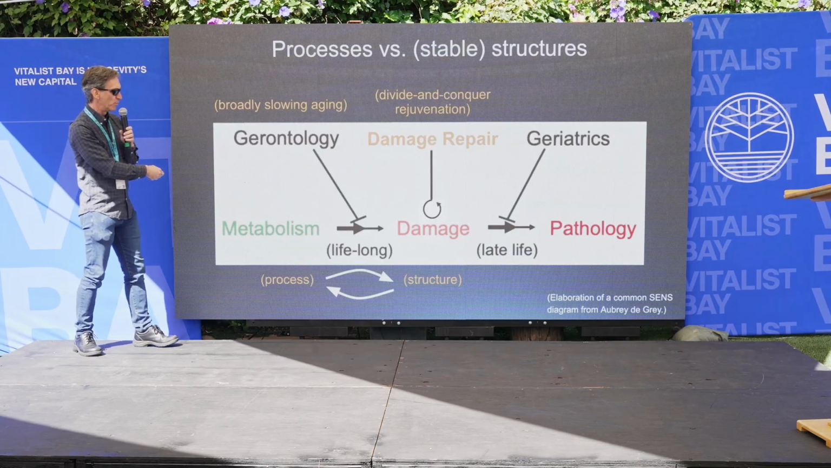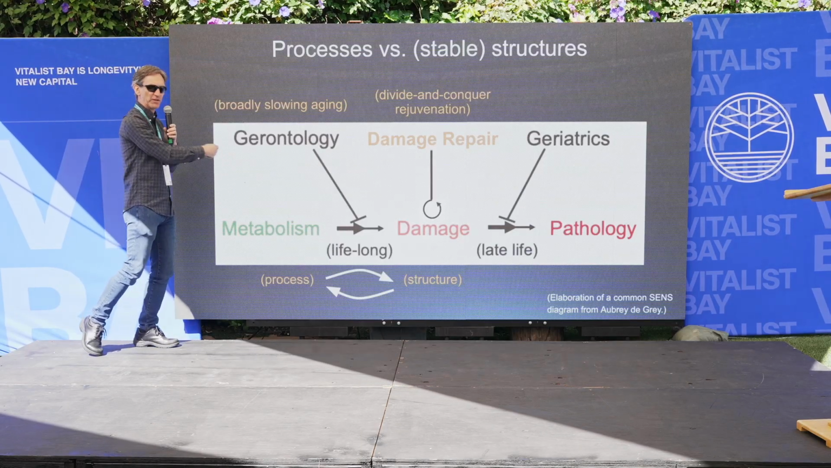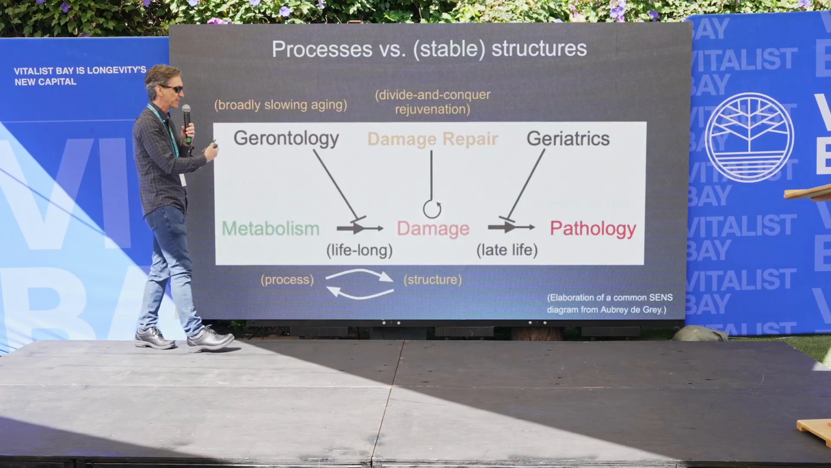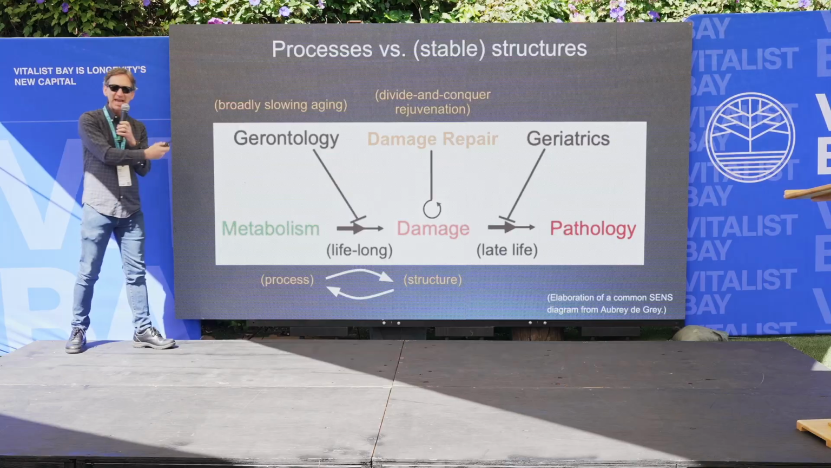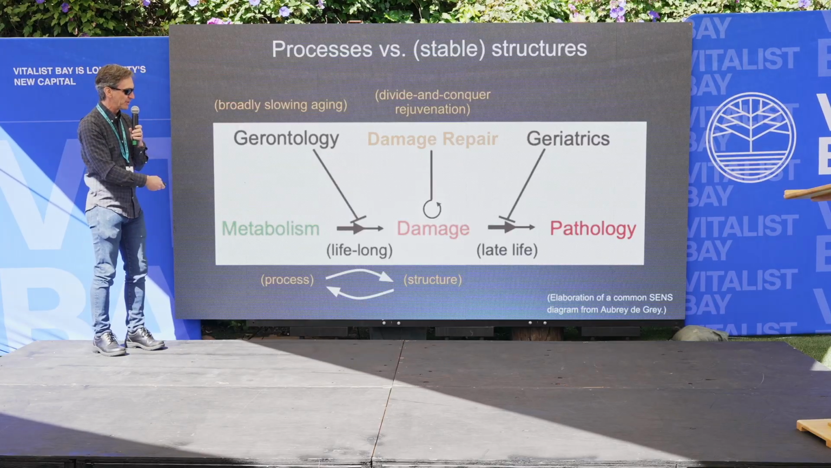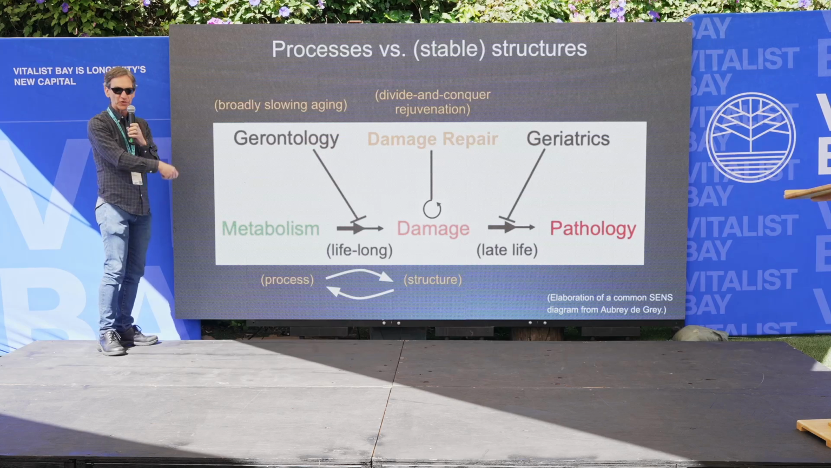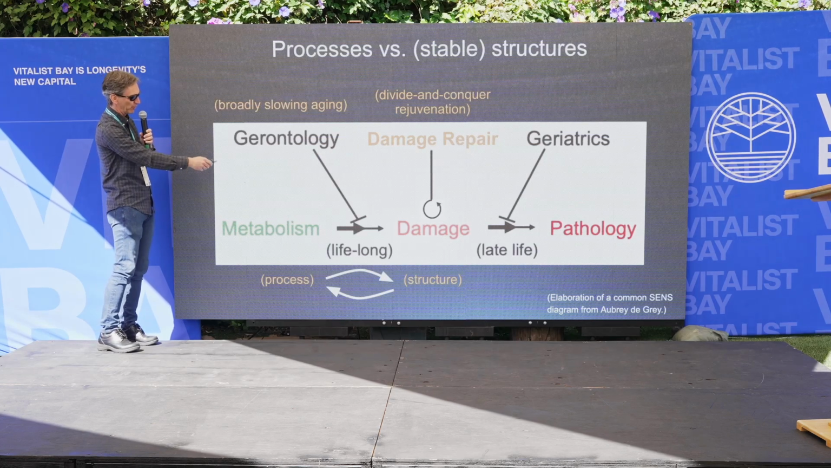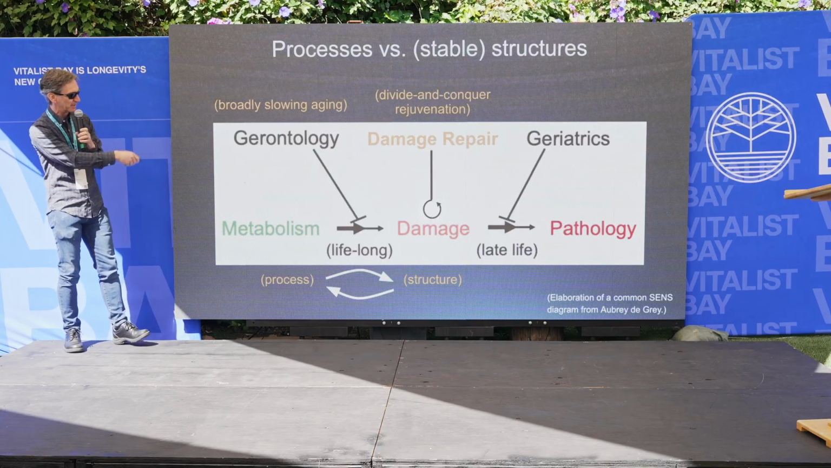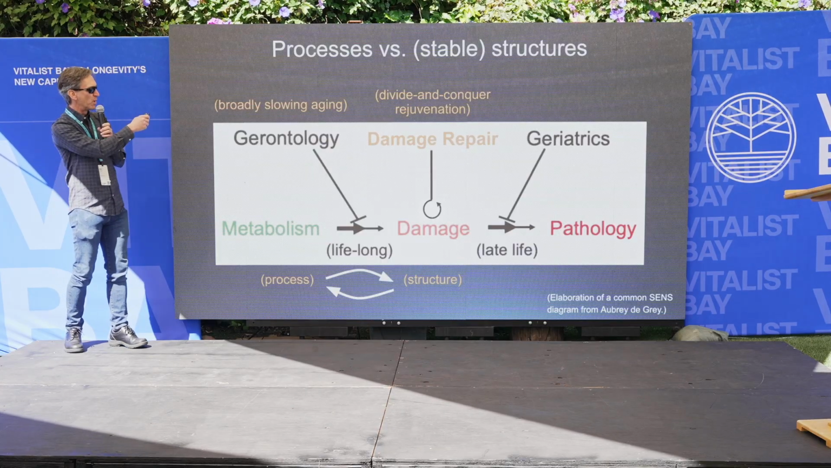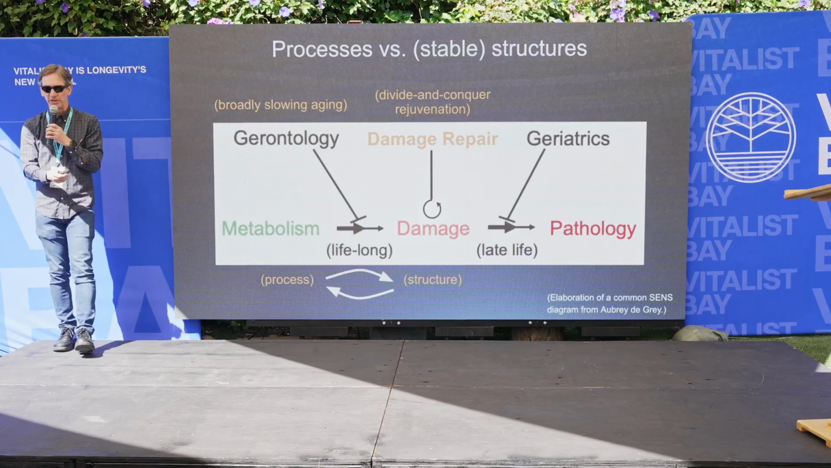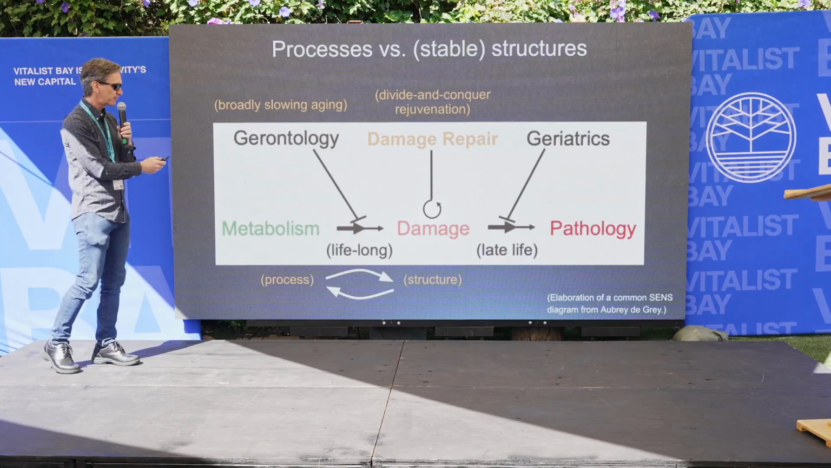But metabolism is this ball of processes that have as its side effect all the different damages of aging, but they create stable structural problems that are then further pathological. And so in the process versus structure terminology, the parts of Aubrey's slide, damage versus metabolism: the metabolism is the process, the damage is the structure. And for the most part, the gerontology approach is the broadly slowing aging approach, which dominates the conversation.